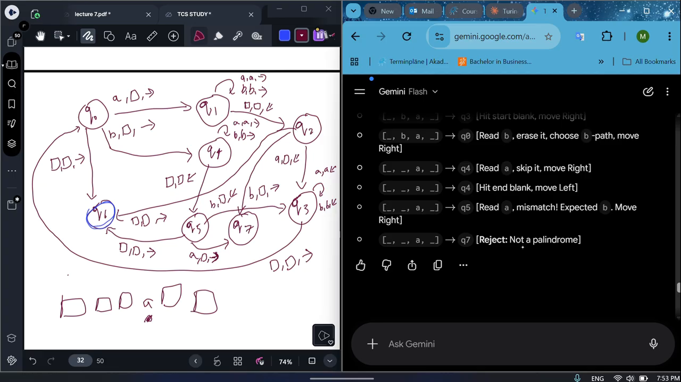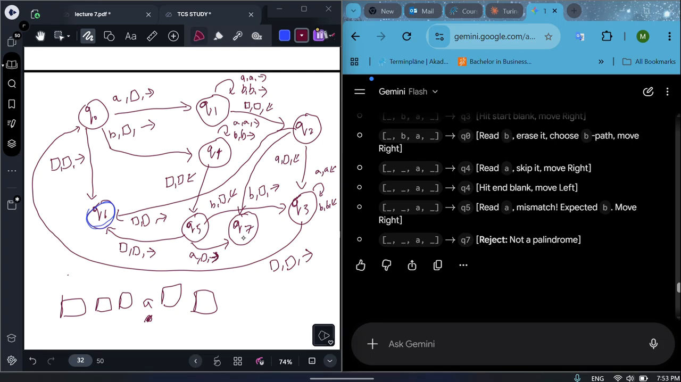And once you do that, you go to Q5. The moment you see this blank, go one step left and go to Q5, changing state to Q5. And in Q5, if it reads an A, it's not a match. That's what it's reading. It's not reading a B. If it was reading a B, then of course it's a match and it goes back and starts the loop again at Q3. But because it's not a match, it's an A, it goes in this direction.